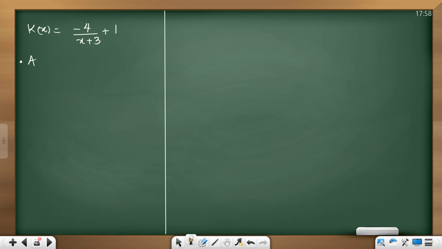Number 1, asymptotes. Vertical asymptote. For the vertical asymptote, you'll be talking about your x. So I'll say my denominator is equal to 0. Therefore, x equals negative 3.